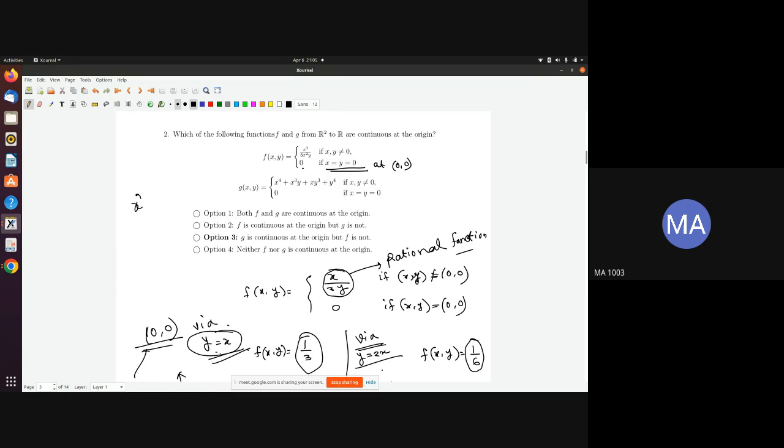Suppose I have this type of function, where the degree of the numerator is 2 and the degree of the denominator is 1.